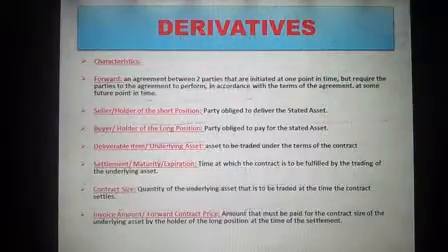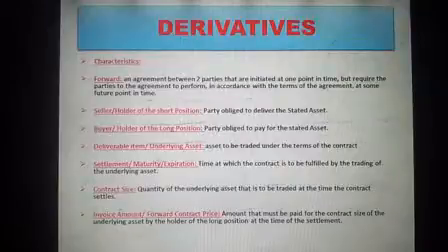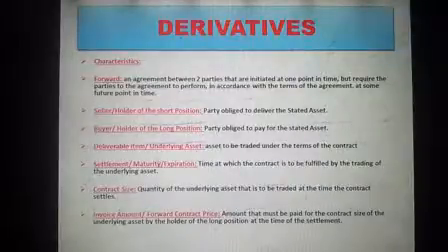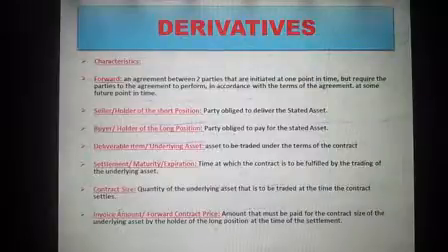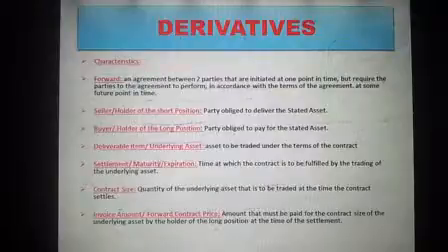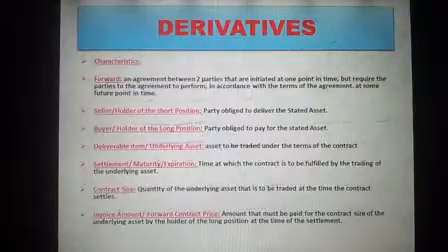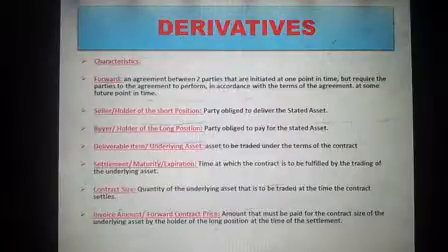Now let us move to another key point: seller, holder of the short position. These are the party obliged to deliver the stated asset. Very important key point, make a note of it. Then you have buyer, or holder of the long position. That is the party obliged to pay for the stated asset. Very important one. The seller, or the holder of the short position, is the party obliged to deliver the stated asset, and the buyer, the holder of the long position, is the party obliged to pay for the stated asset.